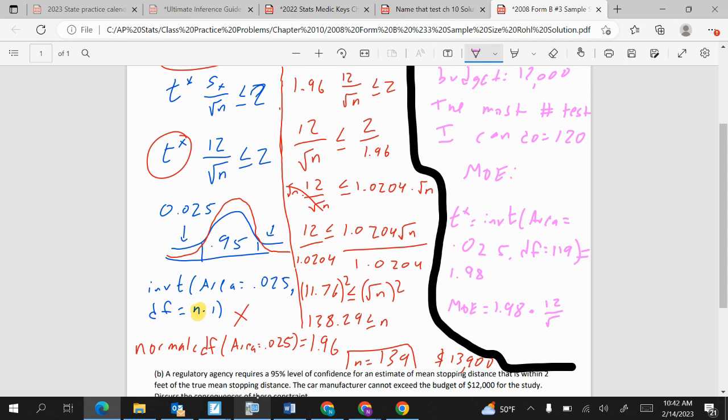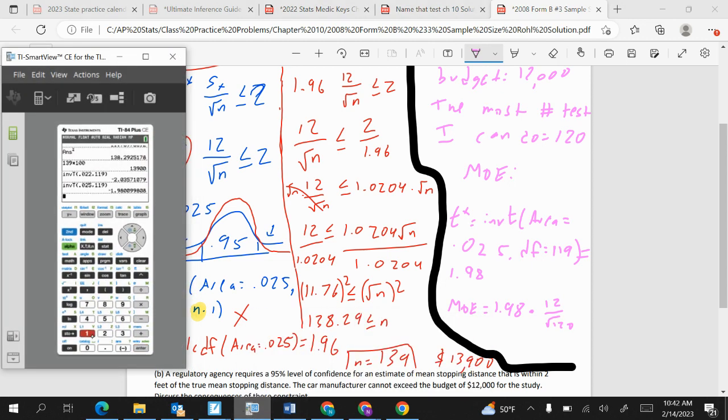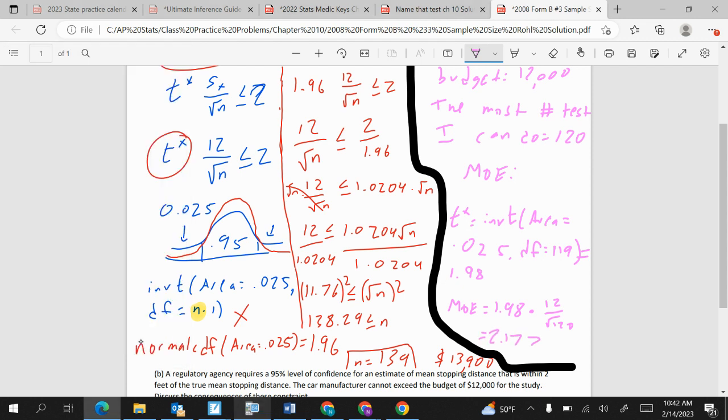So then I can get my margin of error out. Times 12 over square root of 120. So take that times 12 divided by square root of 120. I get my margin of error to be 2.17. That is greater than my margin of error of 2, so it does not work. So the same problem that we had before. All right, so either way works.